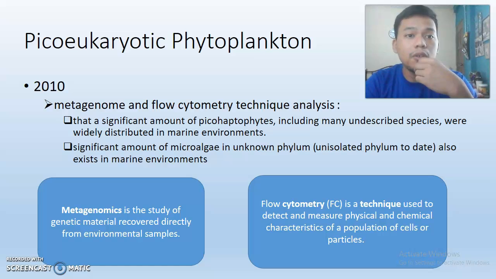So next is pico-eukaryotic phytoplankton. In 2010 they found a large amount of picohaptophytes, including many undescribed species, widely distributed in the marine environment. They also found a significant amount of microalgae in unknown phyla, not isolated to date, also existing in marine environments.